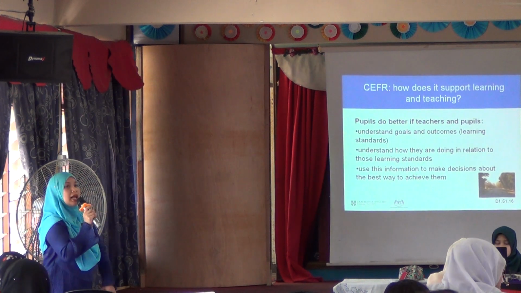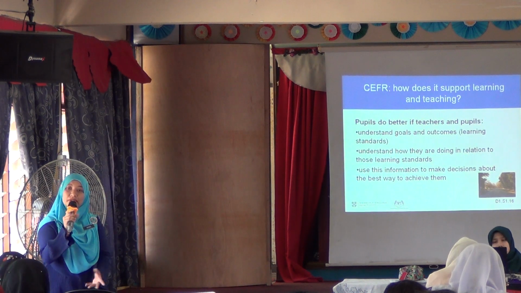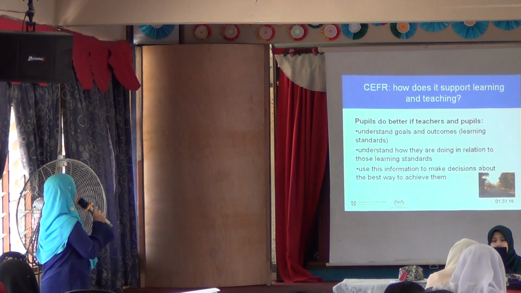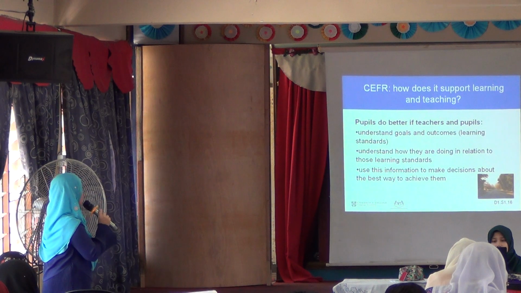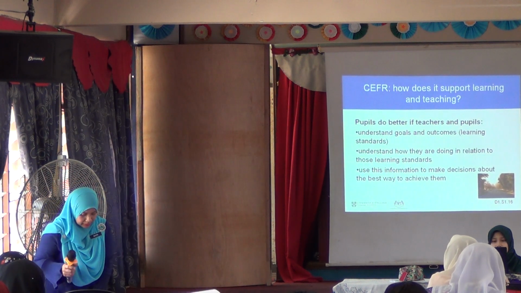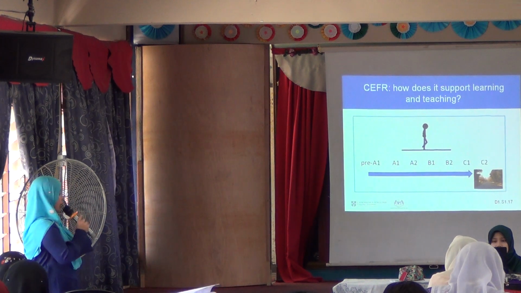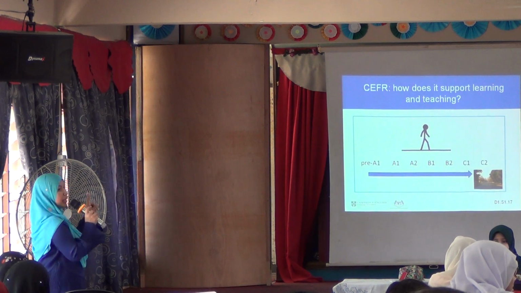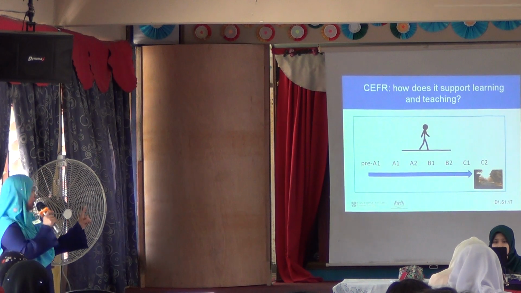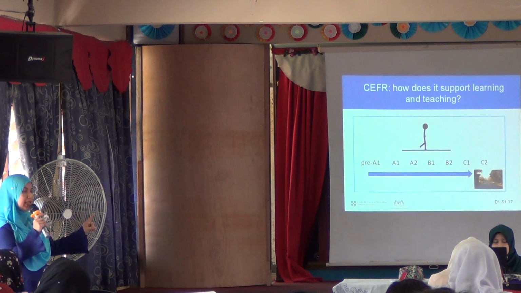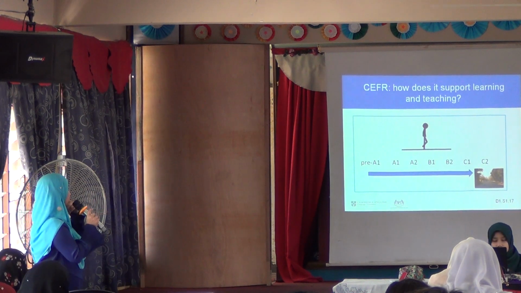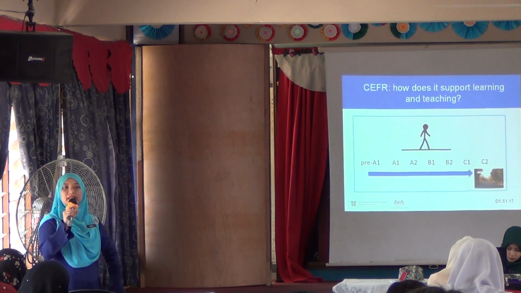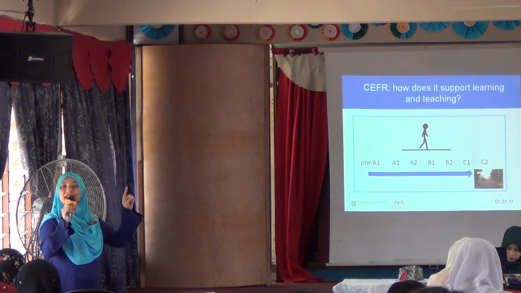Okay, the method we are going to use for the student to achieve the objective, the learning standard. And then use this information to make decisions about the best way to achieve that. Okay, now you can see just the pictures, very simple. From preschool, A1, also our primary students, A1, they have to achieve A1 and A2 and then go to B1, B2, C1. So you can see the small pictures there, right? Actually, that is a very simple way to achieve that level, okay?